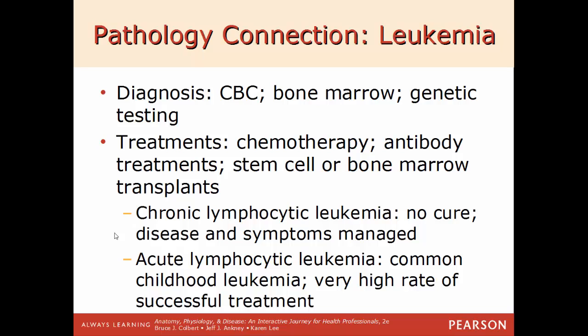Treatments: of course, this will vary depending on what kind you have. It could involve chemotherapy, antibody treatments, or stem cell or bone marrow transplants. For those that suffer from chronic lymphocytic leukemia, there is no cure for this condition. The only thing you can really do here is to manage the symptoms. Acute lymphocytic leukemia is very common in childhood leukemias. It usually has a very high rate of successful treatment.